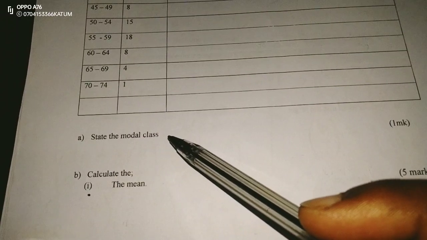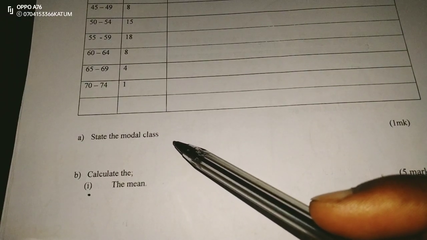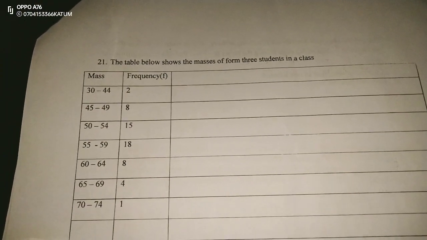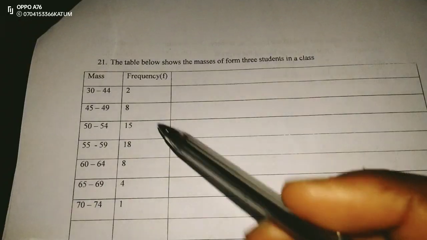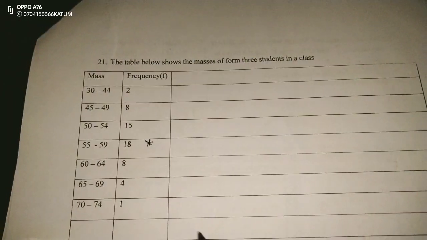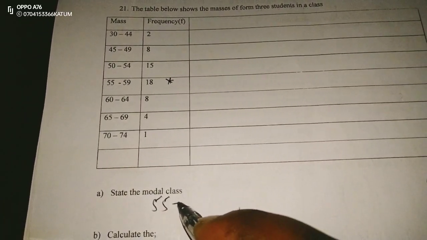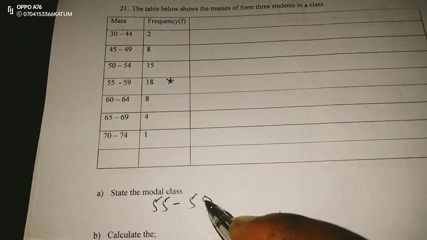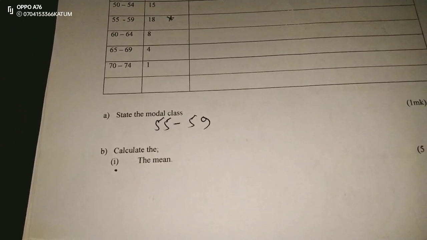It should be known that the modal class is the class that has the highest frequency. So we go to the frequencies, and now we identify the class that has the highest frequency. I think it's the class with a frequency of 18. So that class is 55 to 59. Then calculate the mean.